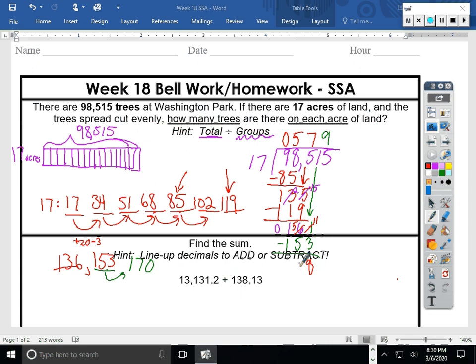5 take away 5 leaves me with nothing, and 1 take away 1 leaves me with nothing out there in the thousands place. I have one more digit to bring down. It happens to be in the ones place.